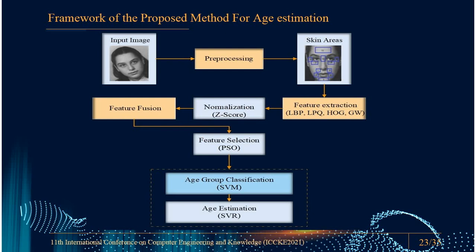And then we normalize our data. After that, feature fusion. And then we use PSO for feature selection and finding optimal features. After that, we use a hierarchical classifier for age estimation. We use SVM for age group classification, and then we estimate the age of a person within the age group.